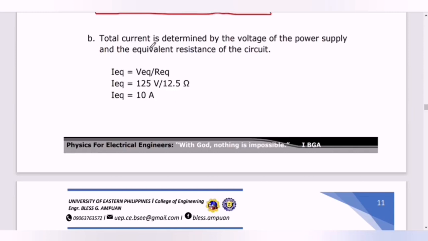Next is to solve for the total current. The total current is determined by the voltage of the power supply and the equivalent resistance of the circuit. Based on Ohm's law, current is equal to voltage divided by the resistance. And again, as a reminder, in a parallel circuit the voltage is constant. Voltage 1 is equal to voltage 2, equal to voltage 3, and also equal to the voltage equivalent, or the total voltage, or the voltage of the power supply. So to solve for the IEQ, 125 volts divided by the total resistance.